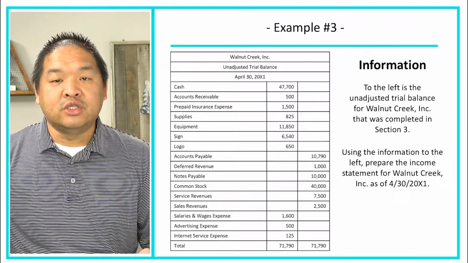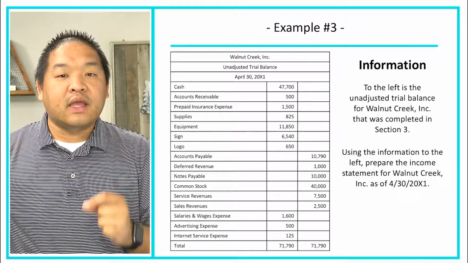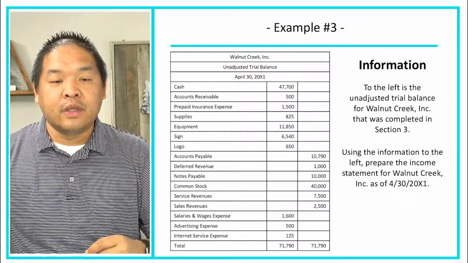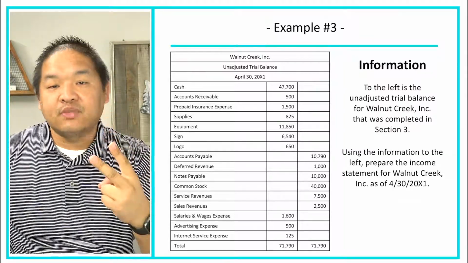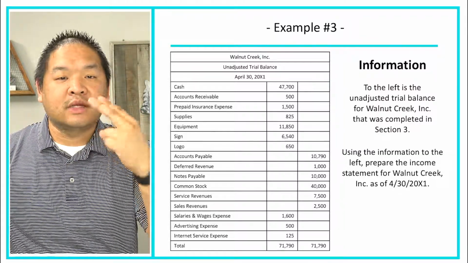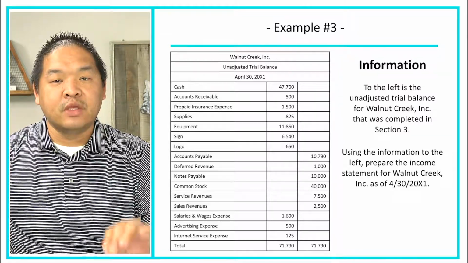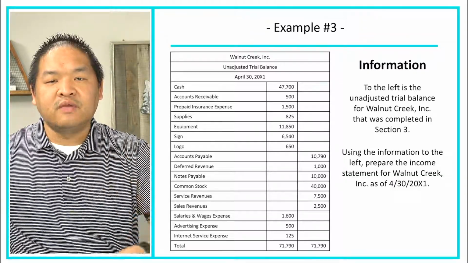The first thing that you should do is figure out what accounts we are actually going to use in the income statement. So if you remember, the income statement has what? It has revenues and expenses. So if it's not a revenue or expense, we don't care about it at all on the statement, okay? So let's take a look here and go by really quickly, asking if it's a revenue or expense.